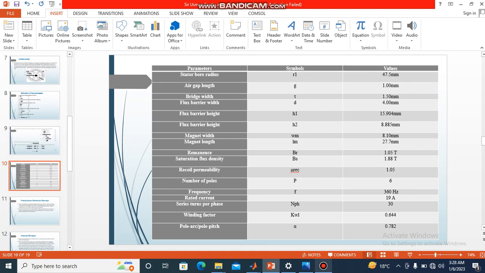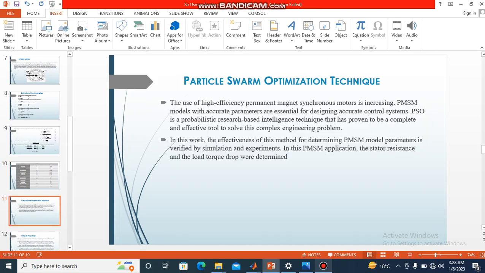For example, parameters: stator bore radius, air gap length, bridge width, flux barrier height, magnet width, magnet length, remanent flux density, recoil permeability, number of poles, frequency, rated current, series turns per phase, winding factor, etc. Next, particle swarm optimization technique.